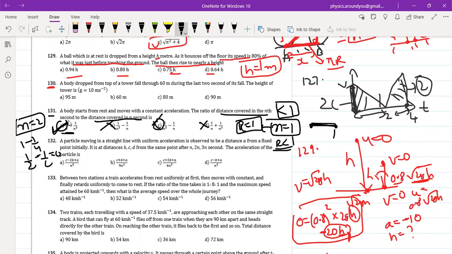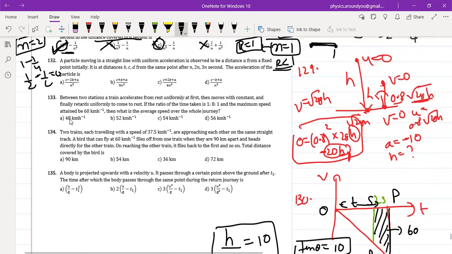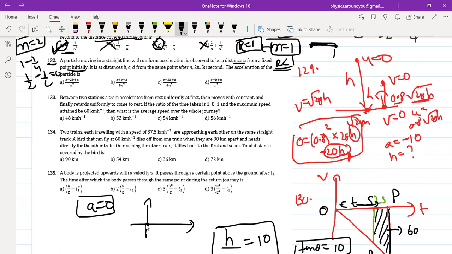Okay. So what would question 132 be all about? It is moving in a straight line with uniform acceleration, observed to be a distance a from a fixed point initially. Whenever too many variables are there, we'll just go ahead and put that distance as 0. So initially the particle was at the origin itself, a equal to 0.